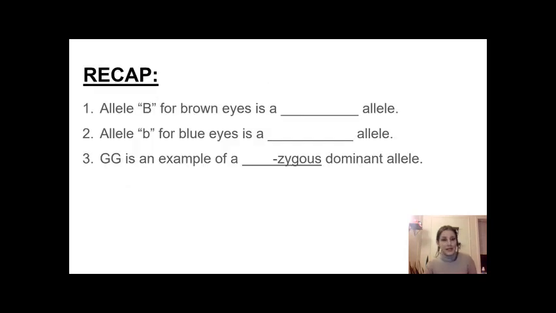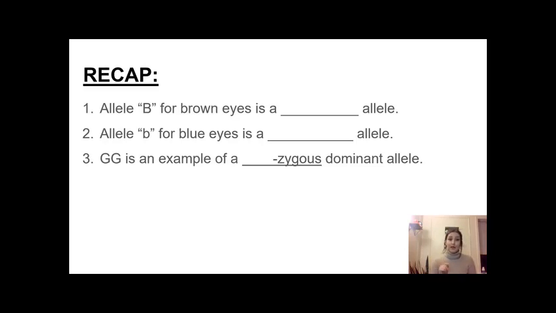So there's another recap here. Number 1. Can anybody read this out to me? Good. So allele B for brown eyes is a blank allele. Anybody have the answer? Is a dominant allele. Good. Number 2. Allele little b for blue eyes is a recessive allele.